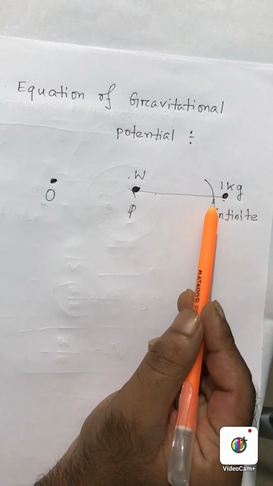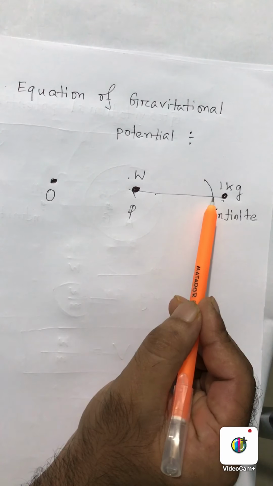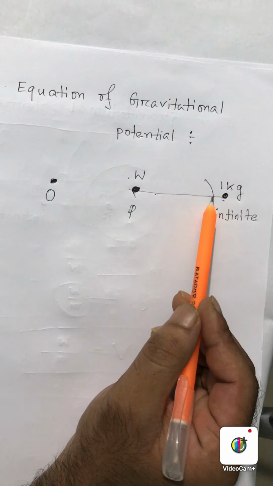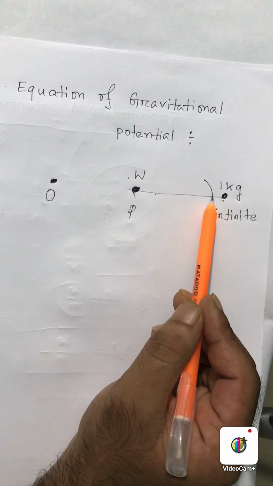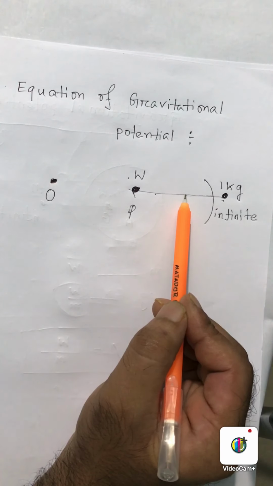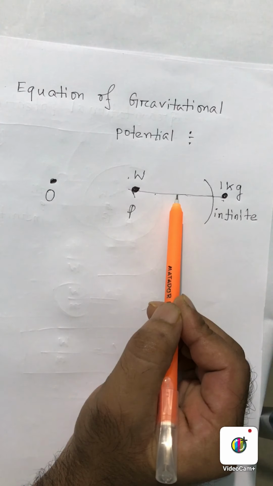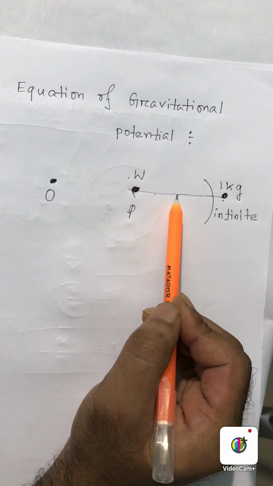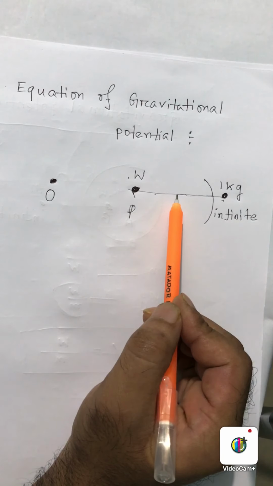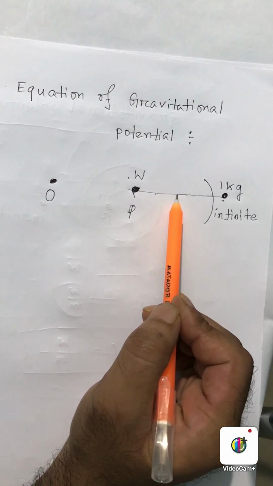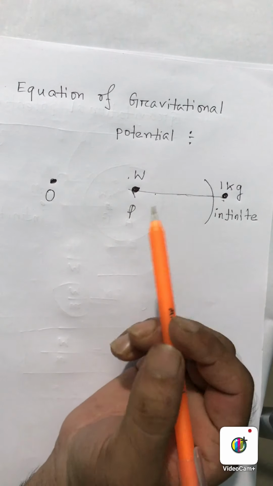When the 1 kg mass is at infinite distance, the gravitational attraction force will be 0, and as the 1 kg mass is brought from infinite distance closer to the object O, the gravitational attraction force increases. That means the force is a variable force. For a variable force, we calculate the work done for a small displacement. Here dr is the small displacement.